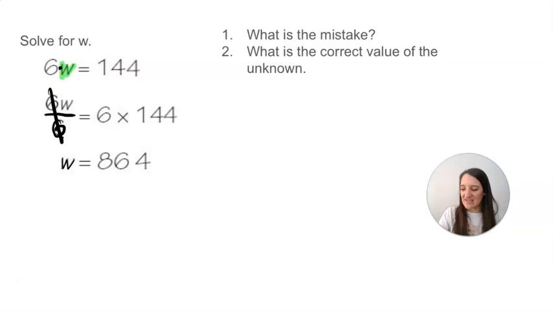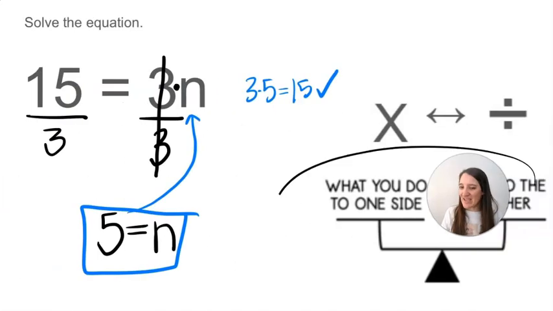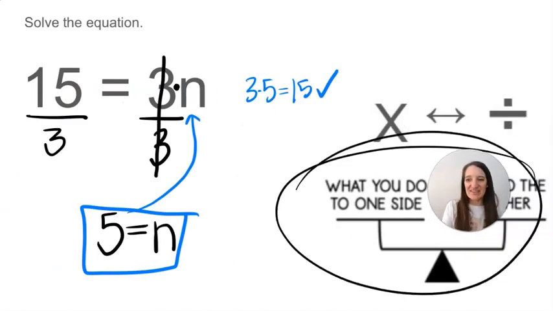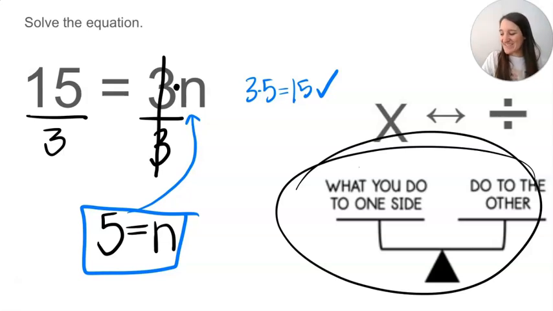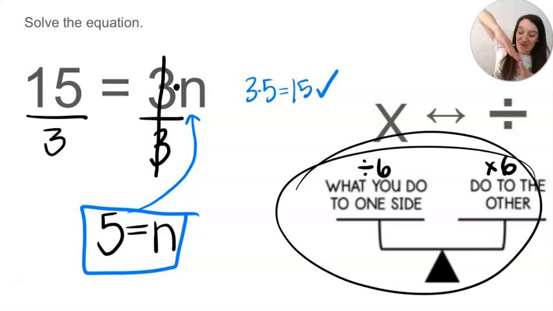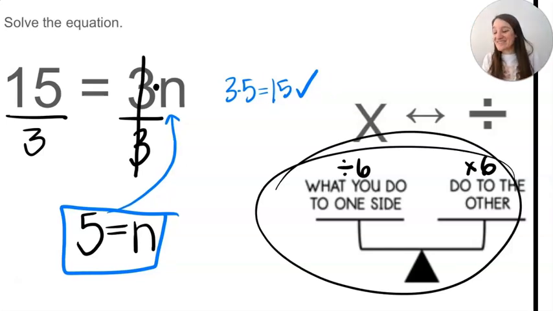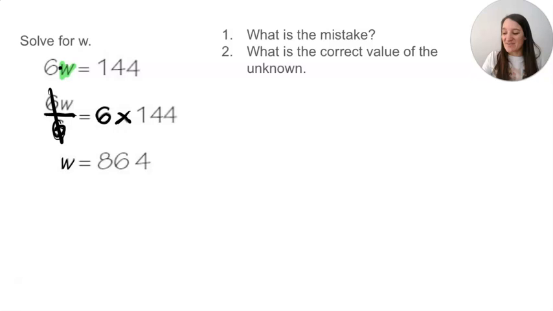Well, it looks like they divided by 6 here, but then they multiplied by 6 over here. So did they do the same thing on each side? No, they didn't. That's going to make it a lot unbalanced if they're not doing the same thing on each side. So instead of multiplying by 6, they needed to do the exact same thing they did here, which was divide by 6. That would have kept it perfectly balanced.